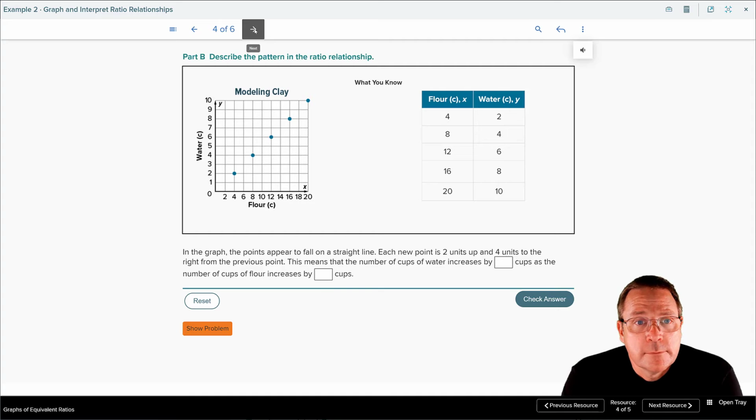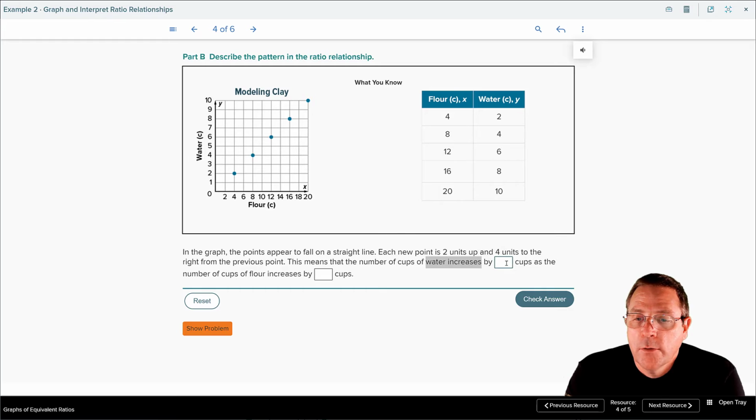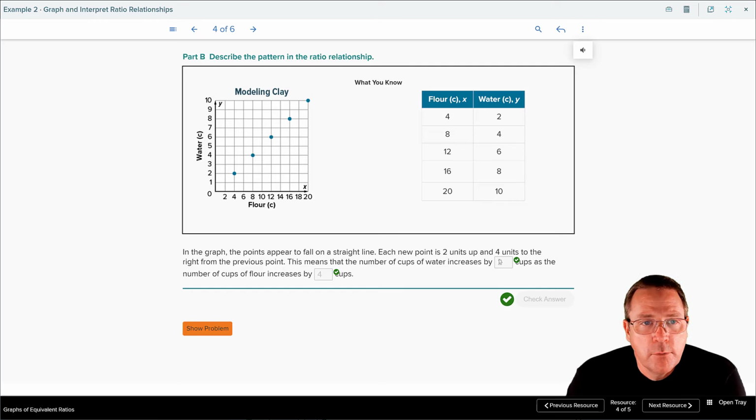Alright, so we're going to start off with the cups of water right here. So my water is my vertical. I go from 2 to 4, from 4 to 6, from 6 to 8. So it's going to increase by 2 cups. As the cups of flour increase, it's going from 4 to 8, 8 to 12, 12 to 16, and so on. It's going to increase by 4 cups. We're going to check our answer, and it checks right again. Very good. Did you get 2 and 4 for that?